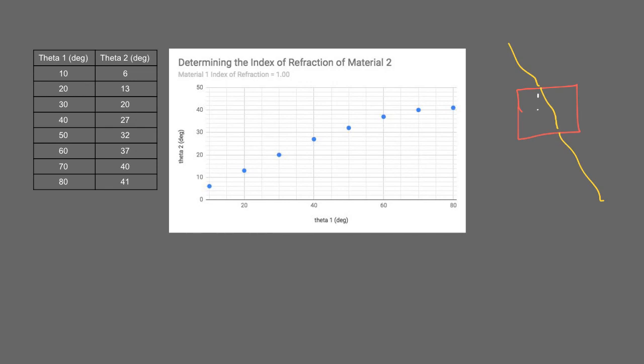And so what we would do is we would measure the angles that they make. And so there's an angle here, we'll call that theta 1. And there's an angle here, and we'll call that theta 2. And using that, we're going to try to figure out the relationship between these two things.